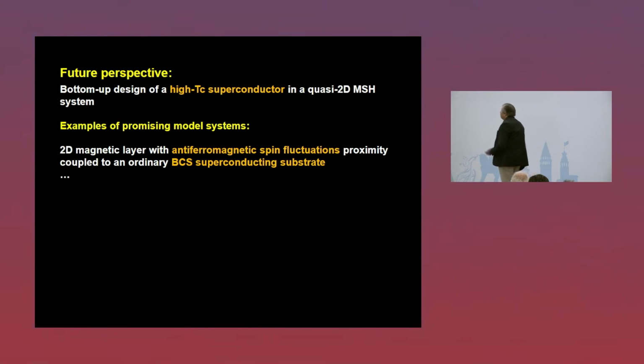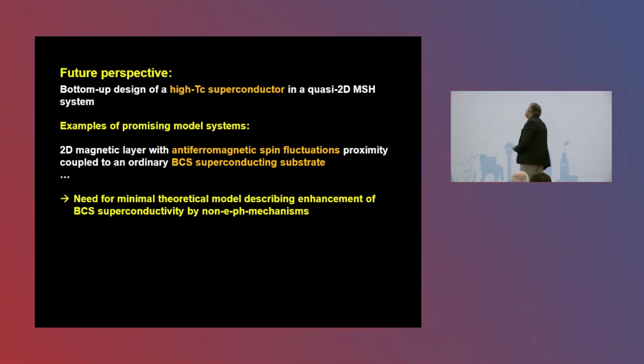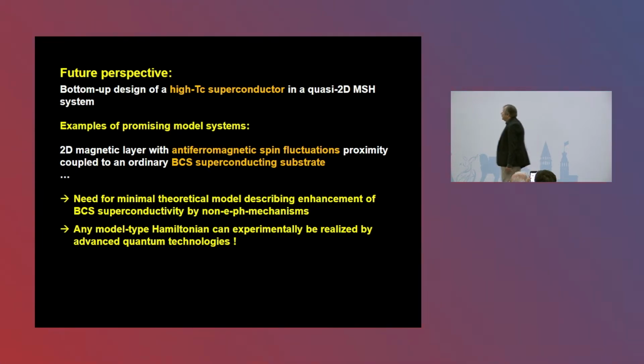to catch the basic physics of, say, such a high-TC superconductor. So one example of promising model systems would be a two-dimensional magnetic layer with antiferromagnetic spin fluctuations, which we can observe experimentally, proximitized on top of a BCS superconducting substrate. This is one of the model systems we are working on. So as I said, there is a need now for minimal theoretical models describing possible enhancements of BCS superconductivity by non-electron-phonon mechanisms. The beauty is, as I showed you, these days, for any model-type Hamiltonian, we can experimentally realize this from the bottom up, from individual atoms.